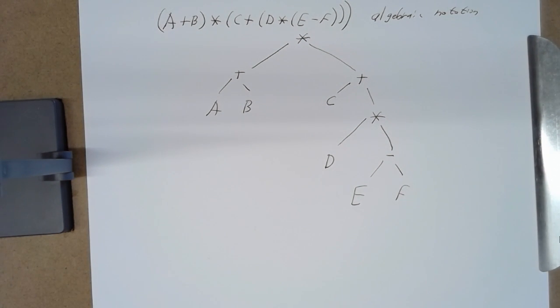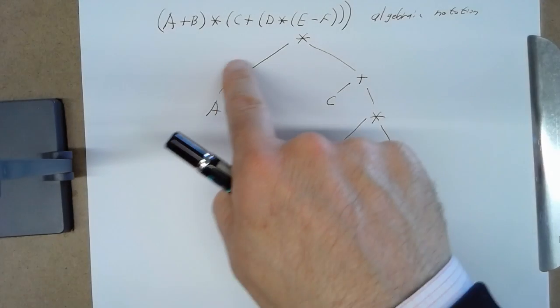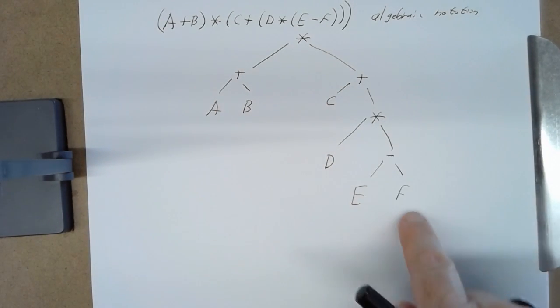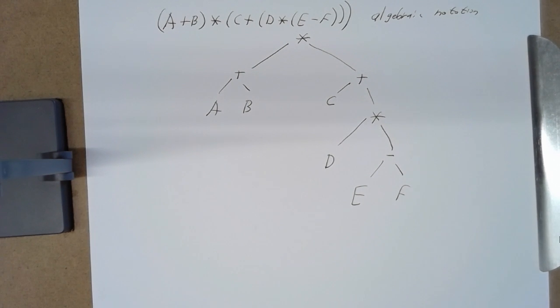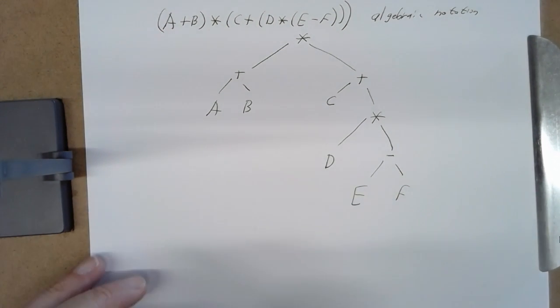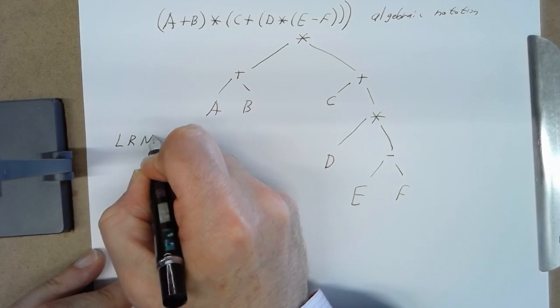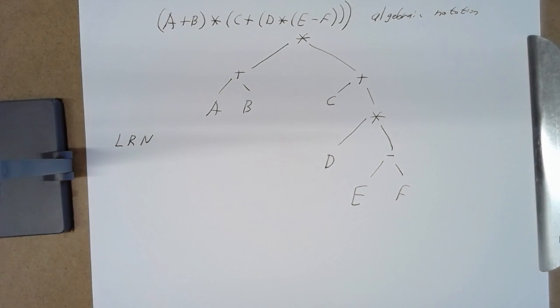So that's algebraic notation. And if we were to traverse this tree in order, we get something like A + B * C + D * E - F with no parentheses. And that's a different expression because we have an order of operations. But here's the cool thing. If we were to traverse this in post order, left-right-node, let's see what we get.